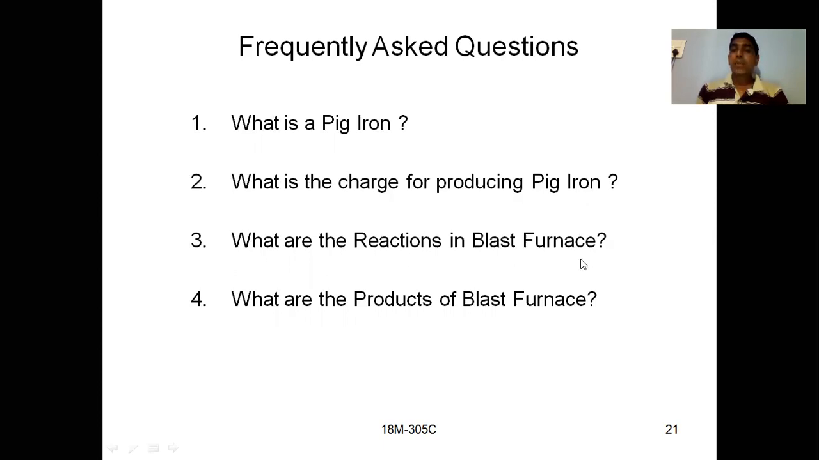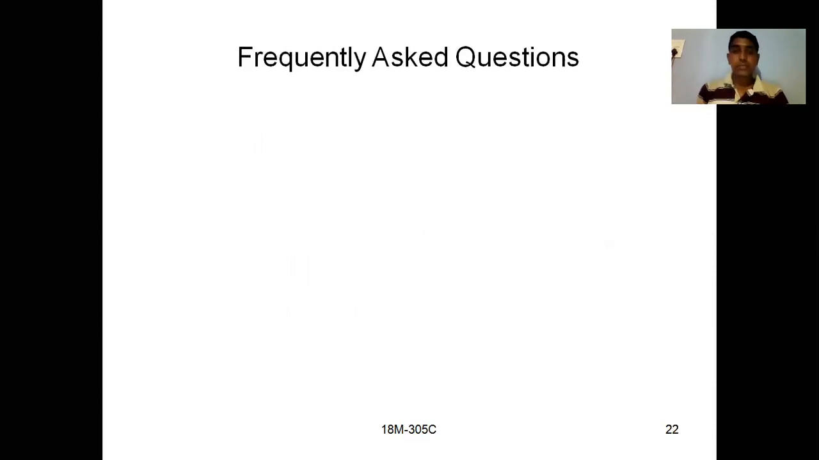What are the reactions in the blast furnace? You are having a list of reactions, and those reactions you should write. Those are the reactions that will take place in a blast furnace to get pig iron. And what are the products of blast furnace? He is asking for products. That means what is the main product and what are the byproducts? The main product is pig iron. And the byproducts are hot blast furnace gas and slag. So the main product as well as the byproducts, combined together, are known as the products of blast furnace.